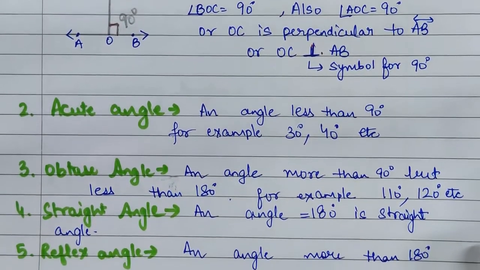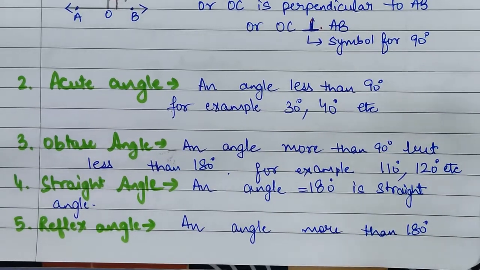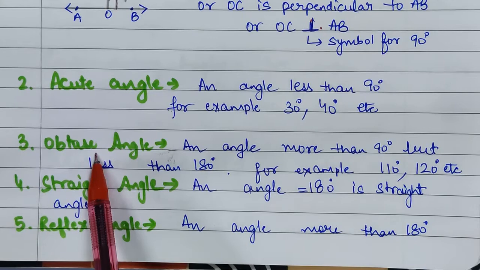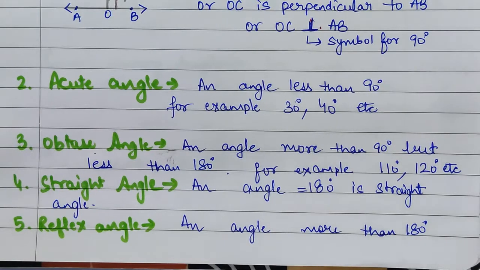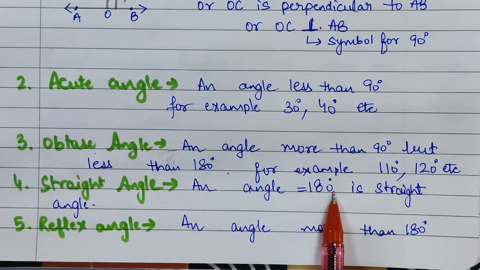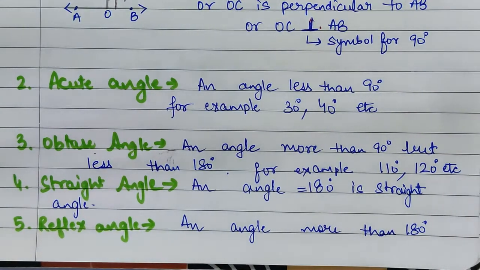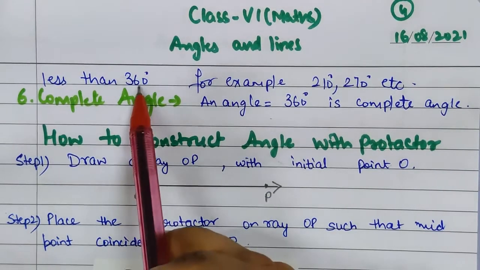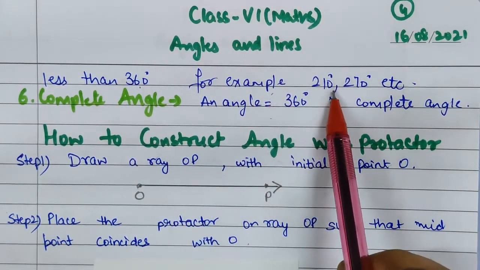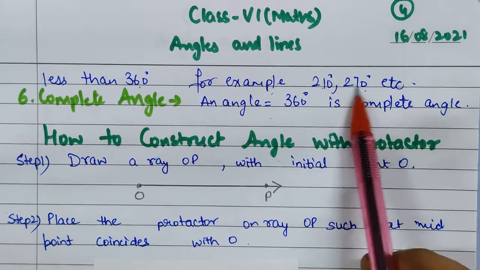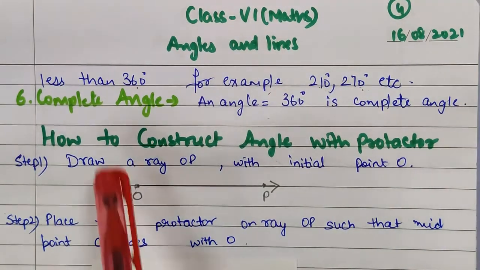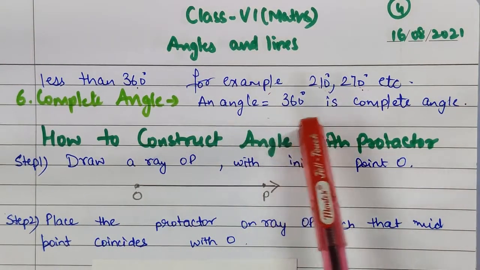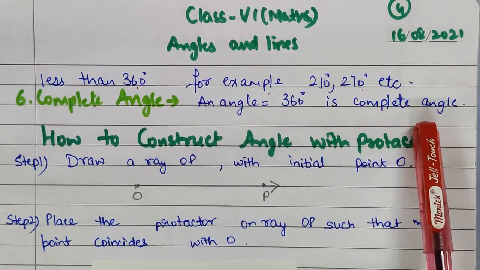And the angle which is more than 90 but less than 180, that is an obtuse angle. For example, 110 degree, 120 degree. These are all obtuse angles. Straight angle is an angle which is equal to 180 degree, and the reflex angle is more than 180 but less than 360 degree. For example, 210, 270, they are all greater than 180 but less than 360. Complete angle. An angle equal to 360 degree is the complete angle.